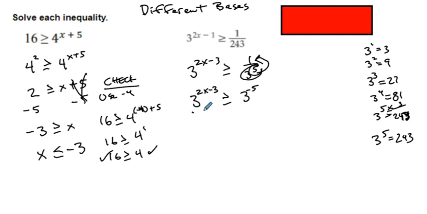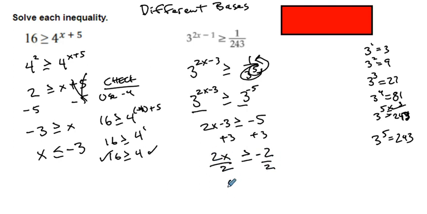And so now my bases are the same. So you can say 2x minus 3 has to be greater than or equal to -5. So we're going to add 3 to both sides, and you get greater than or equal to -2, and then you get 2x over here. Divide by 2, and you get x is greater than or equal to -1.